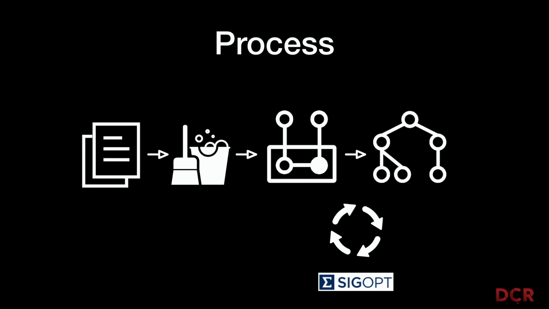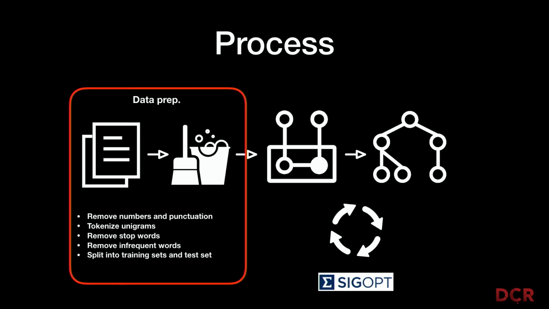At a high level, this is the process. Take your documents, clean them, then train a topic model, then train a classifier, and stick this SigOpt optimization loop in the middle. It's a pretty standard cleaning and curation process. I used unigrams. I removed both stop words and words that appeared in fewer than 5 documents. Nothing crazy there.